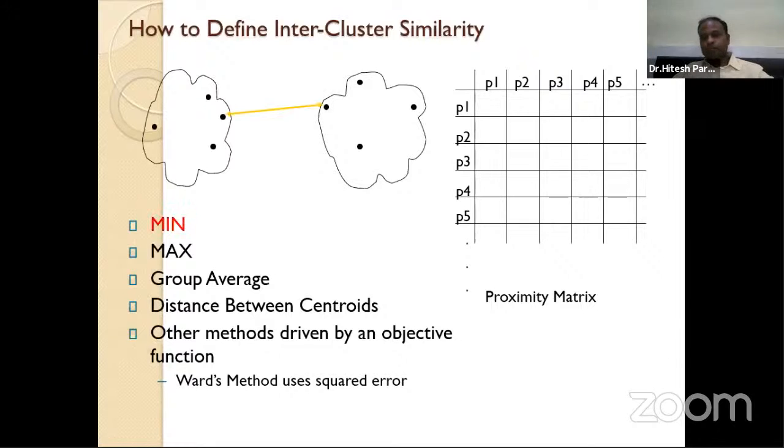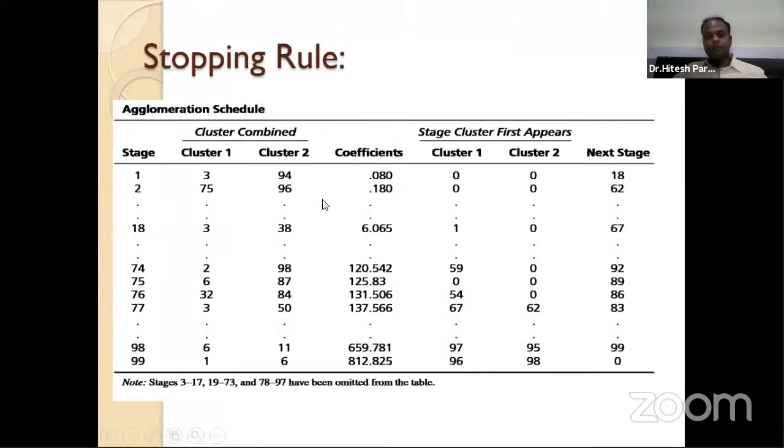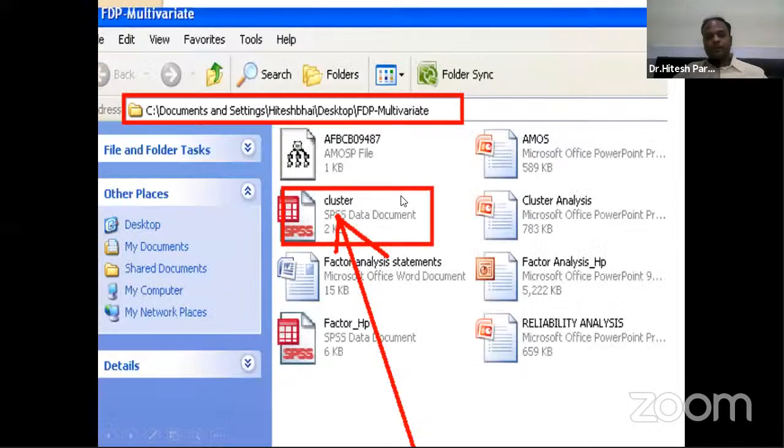Fine. So you just open now the SPSS file cluster. This one we have discussed. The file name is cluster.